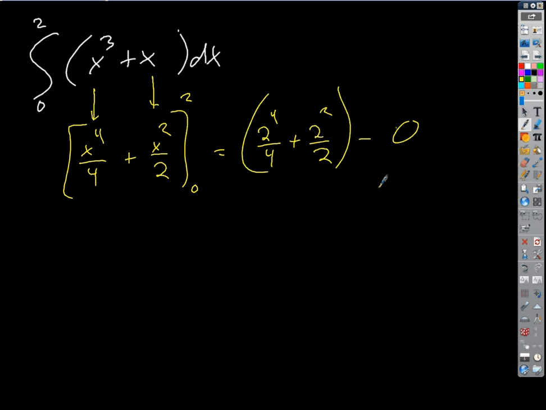And what's that give me? 16 over 4 is 4, plus 2 is 6. Did I do that right? So I get 6 is my area. Okay? No biggie.